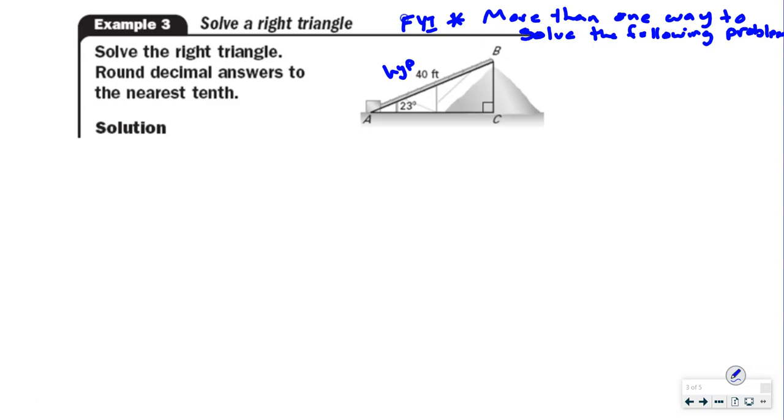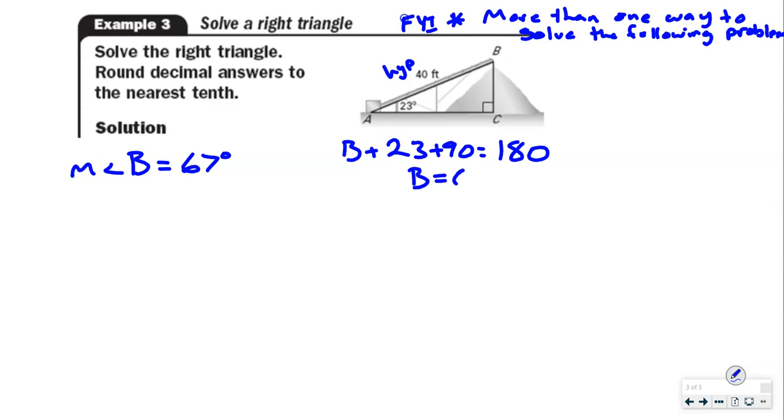So we wouldn't even have to use an inverse of one of those to find what angle B is. We can just add up 23 and 90, which would give us 113. Subtract that from 180, and that would give us 67. So I already know the measure of angle B now. It's going to be 67 degrees. All right, I guess I should maybe do it this way. A plus C plus B equals 180. So B equals 67. We would just subtract 23 and 90 from 180. So that was one way I could find angle B.